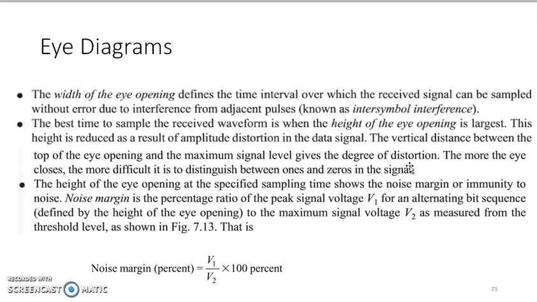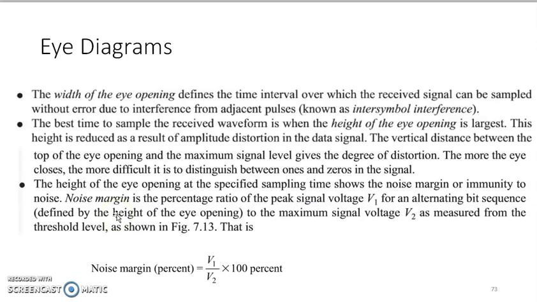So we can have two distances, that is vertical and horizontal distance. The vertical distance gives the level of the signal, and the horizontal distance defines the sampling time. Okay, time defines the horizontal distance, the vertical distance defines the level, and that level distinguishes the ones and zeros of the signal there.